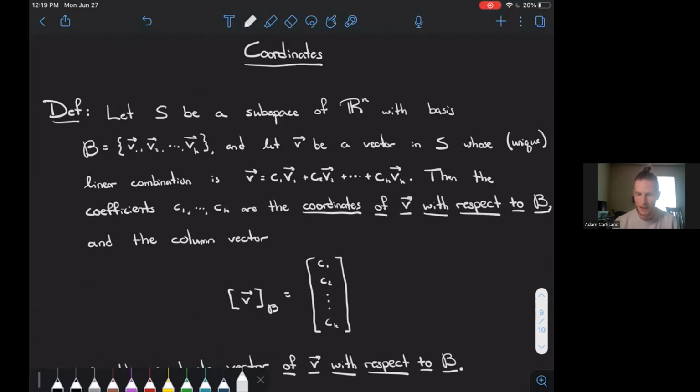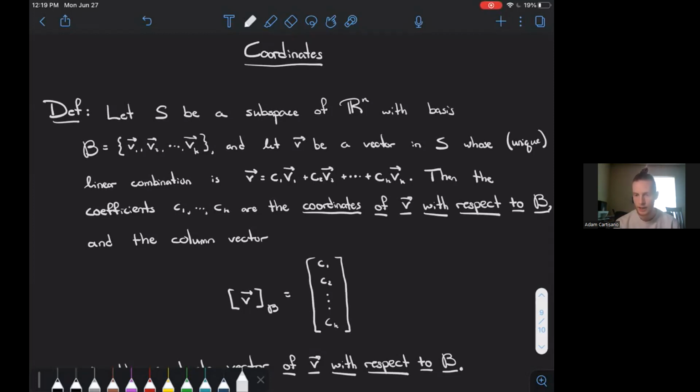So, okay, here's the setup. S is a subspace of Rn. We have this script B, which is the set V1 up to Vk, which is a basis for the subspace S. Apparently, S is a k-dimensional subspace, right? Because there are k vectors in this basis, and the number of vectors in every single basis is the same. And that's the dimension of that basis. So S is a k-dimensional subspace of Rn with basis B. And then we just let V be some vector in S.